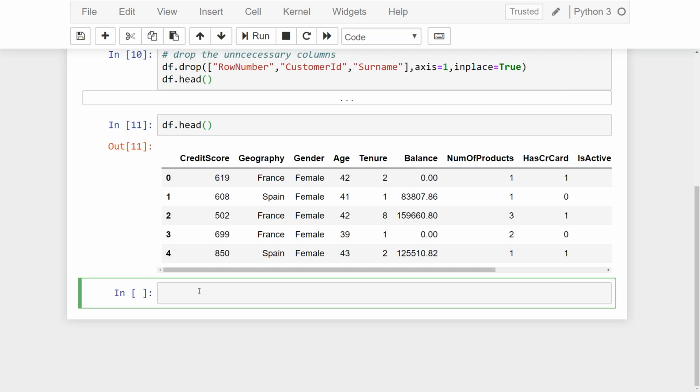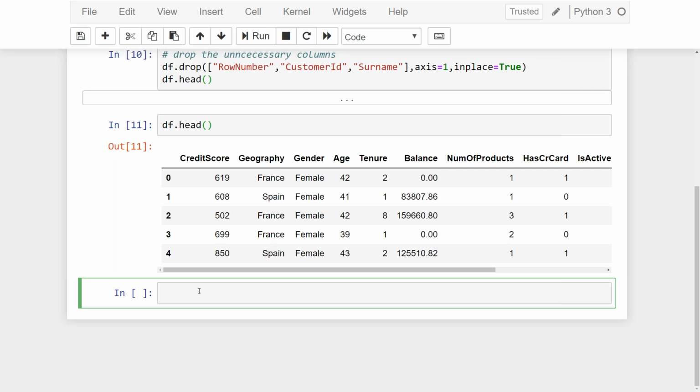Now, we want to see the impact of credit score, geography, gender, age, tenure, balance, number of products, and all these columns on the label exited. We want to understand how significant these columns are for predicting whether the customer is going to leave or not. So let's check that out.